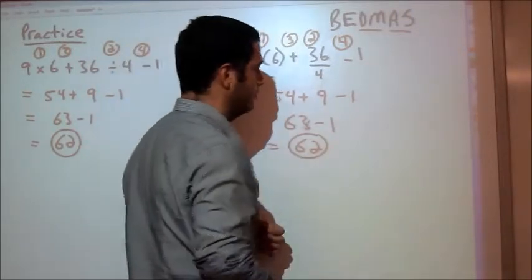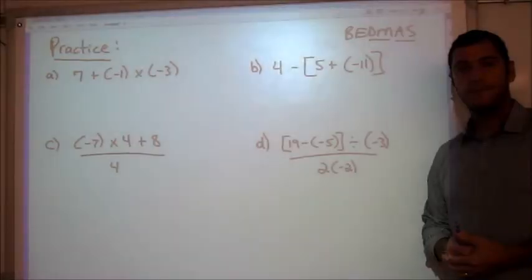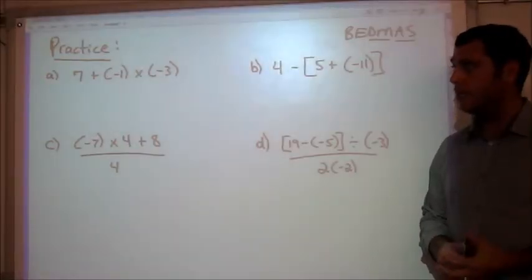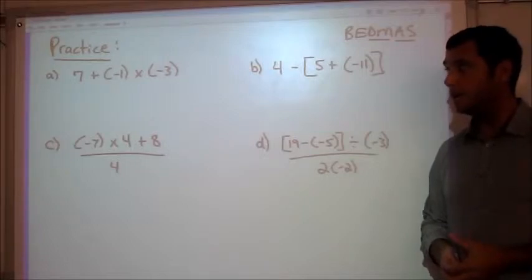And this will equal 62 as well. Now let's try some practice problems. Take A for example. 7 plus -1 times -3.